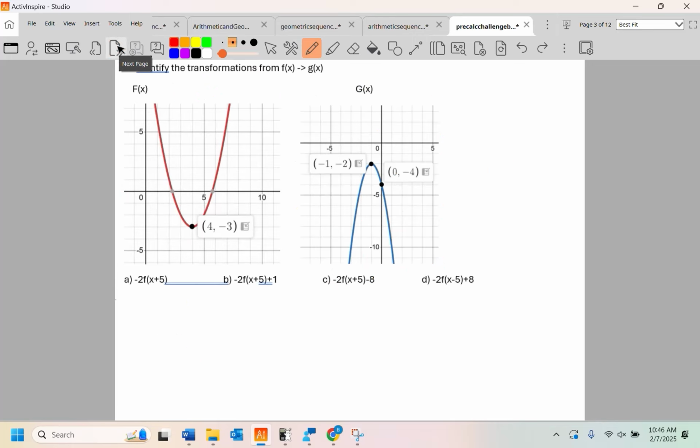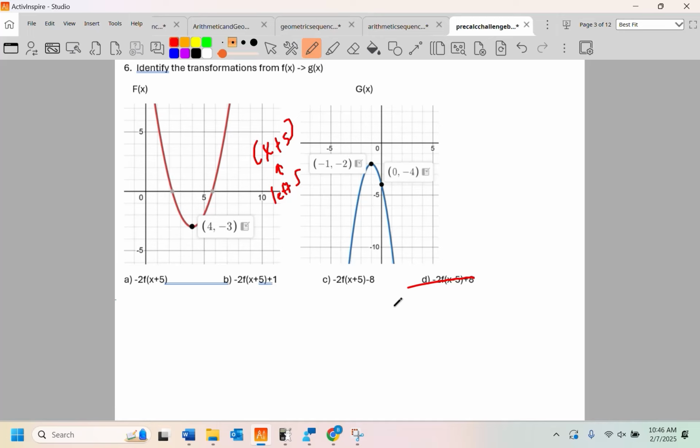Number 6, identify the transformations. So I left the choices on this one just because it might make more sense to teach y'all how to get the correct answer based off the choices. So we have gone from 4 to negative 1. So that tells me I have actually done x plus 5 because this is a left 5 idea. It's not going to be choice D.